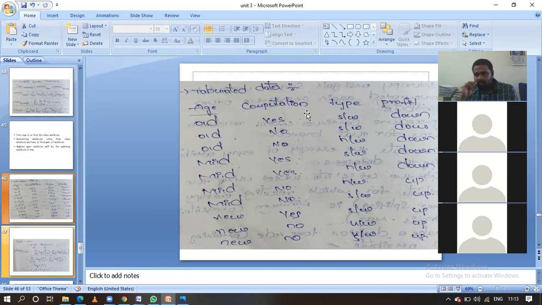Okay, the first and foremost thing is which one we are going to make the class attribute. What is the class attribute here? Profit is the class attribute. Finally, whether the profit comes or not, that is what we find out, right? All the remaining things like age, computation, and type, for these three attributes we have to calculate the gain, and we have to decide which one becomes the root for the decision tree.